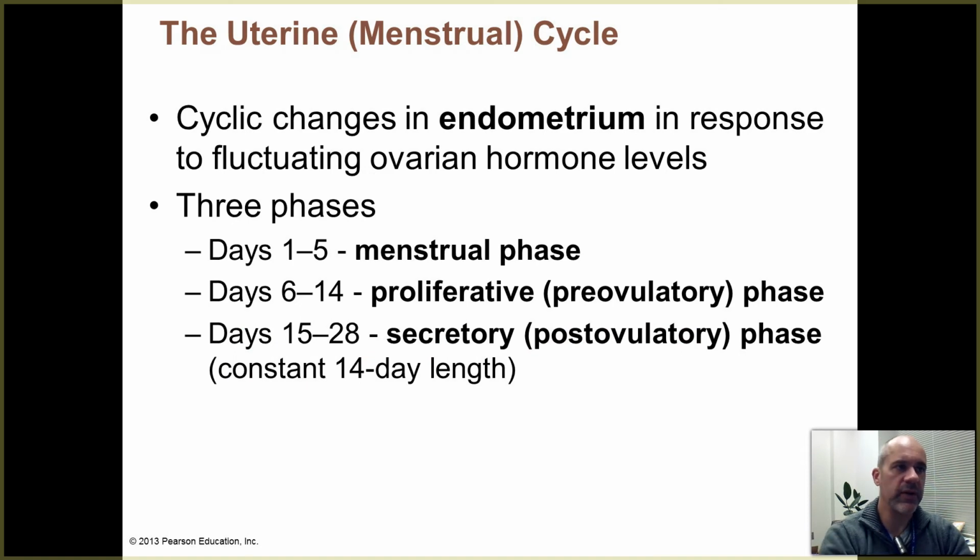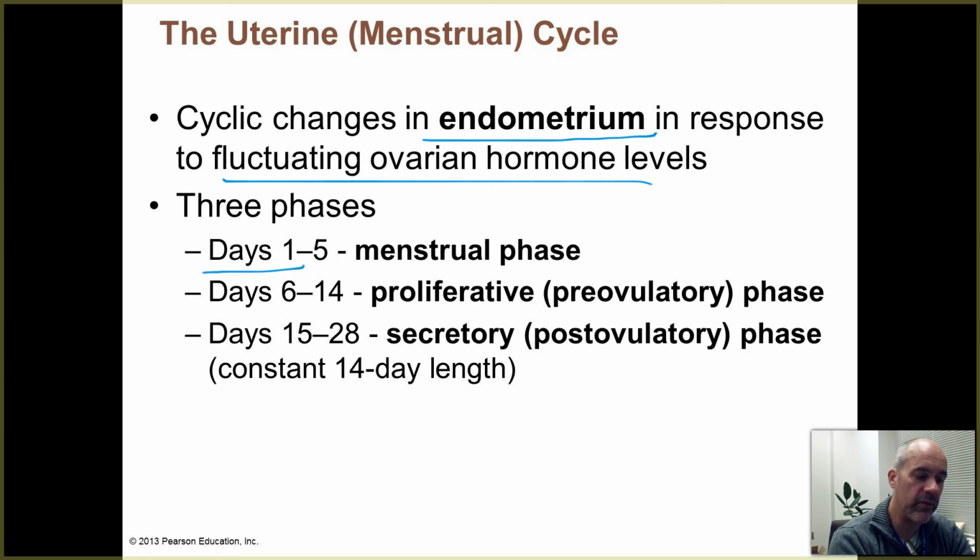Okay, so again, your uterine cycle is referring to these changes in the endometrium, the inner lining of the uterus. And so in the ovarian cycle, you had 2 phases. The uterine cycle has 3 phases, and they're guided by these fluctuating ovarian hormone levels that we've already discussed.